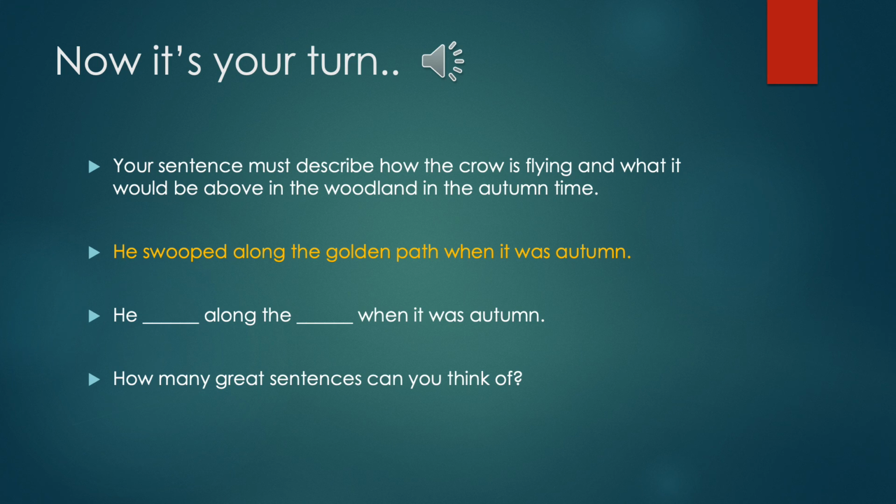So this time I'd like you to have a go at writing a sentence just like mine. Through the same structure, I want you to tell me how the bird moved and what he saw when he was in the woodland in autumn. You might want to change the word along because he might not be going along something, he might be above something, he might be below something. I want you to really think, okay? And then if you've thought of that one quite easily, have a go at some more and see if you can make them more interesting by adding more detail.